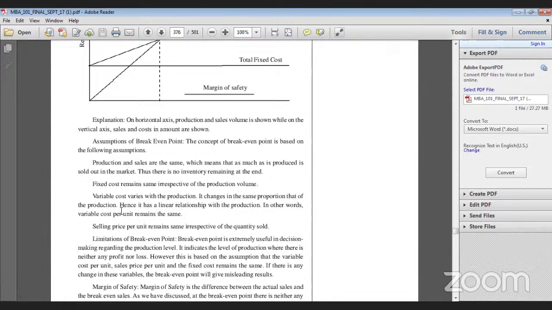Break-even point is very useful in decision making regarding the production level. It indicates the level of production where there is neither profit nor loss. However, this is based on the assumption that variable cost per unit, sale price per unit, and the fixed cost remain the same. Thus, if there are many changes in these variables, the break-even point will give misleading results.